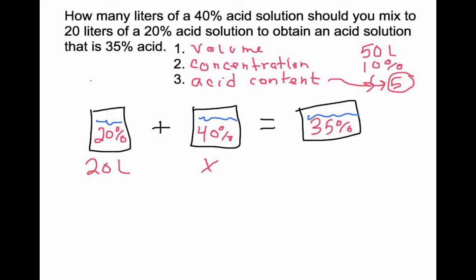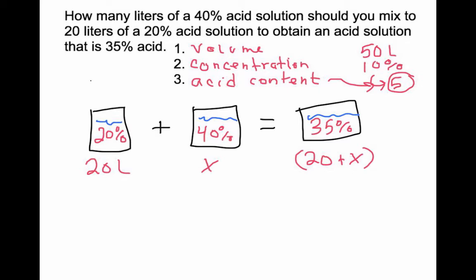How did I figure out putting an X there? It's because that's what I'm explicitly asked to find. So that's what I'm going to represent as the variable. Now over here, the volume of the 35% solution. Although we don't know this, we can now write an expression for it. The reason why is if I have 20 liters, I'm starting with 20, and I'm adding x to that, some unknown amount, that means my final volume is going to be 20 plus x, or x plus 20.